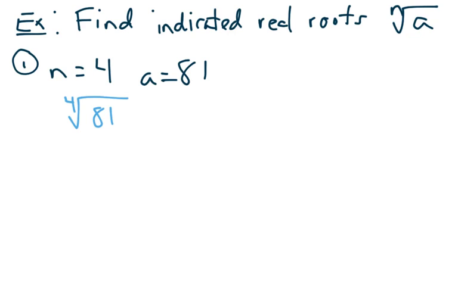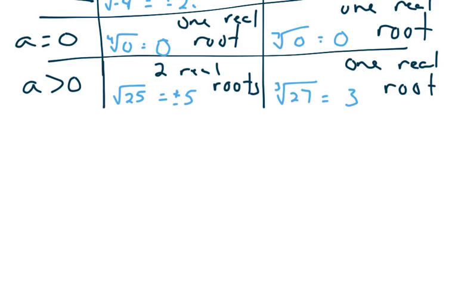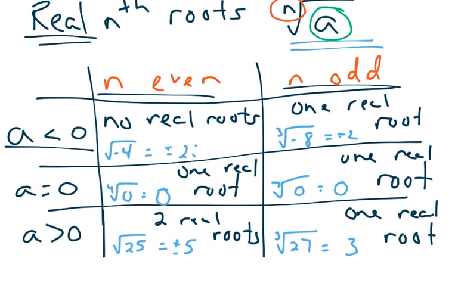Remember, for the indicated real roots, we're looking for the real ones here. It depends on what root we're looking for, whether it's even or odd, and then whether the number underneath is positive or negative. Obviously we can see that 4, the root we're looking for, is even, and 81 is positive. So if we go back to our table, we had even and positive, which means we have two real roots.